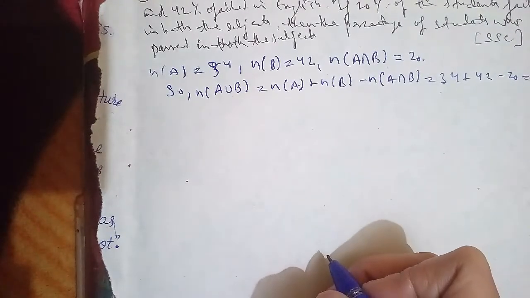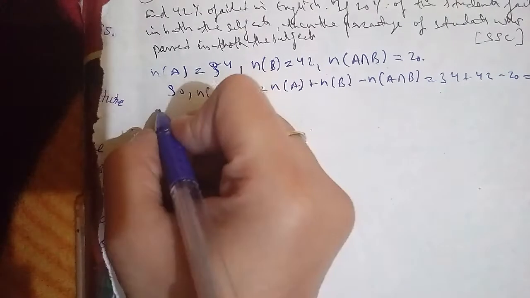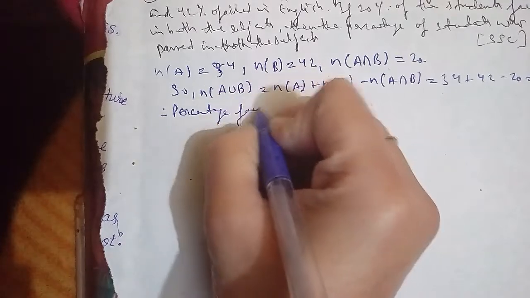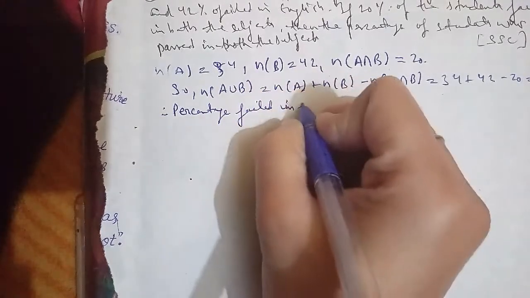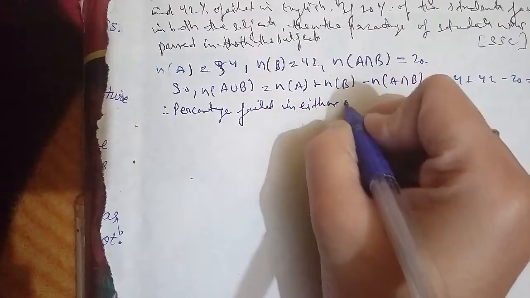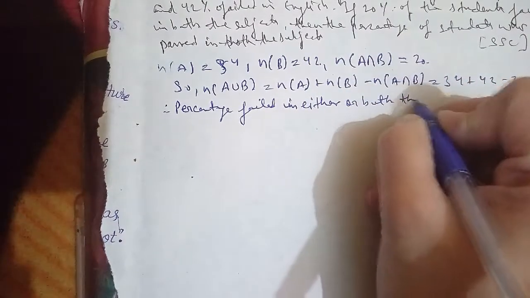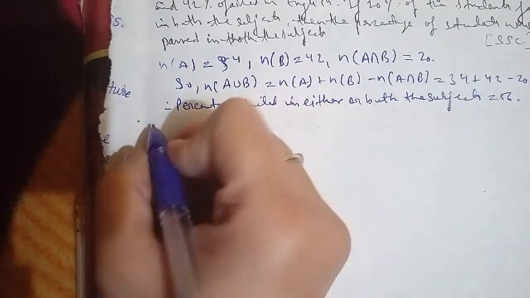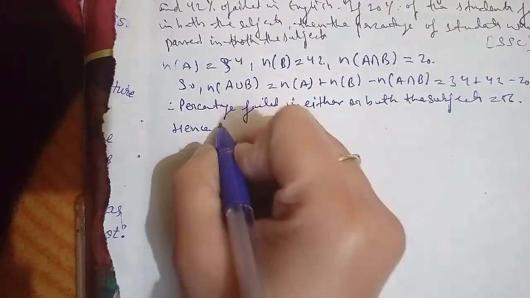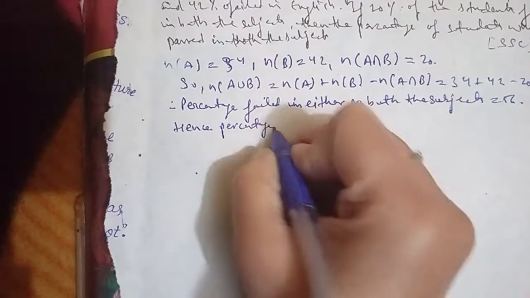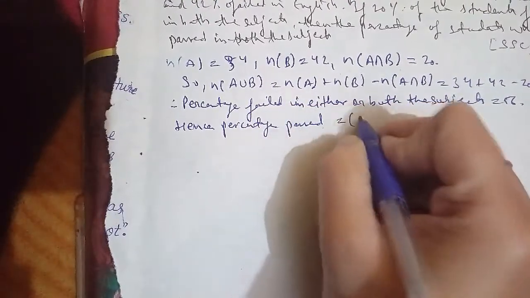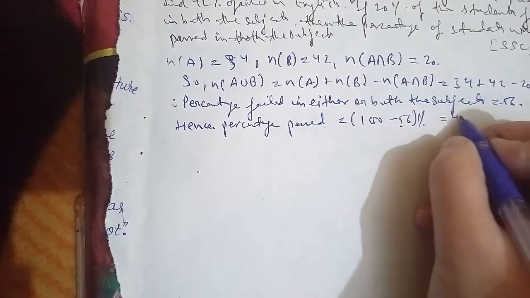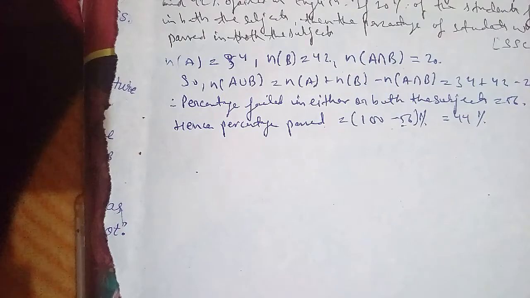So the percentage failed in either or both the subjects equals 56. Hence, percentage passed equals 100 minus 56%. That is of course equal to 44% here. We'll go ahead for the next question.